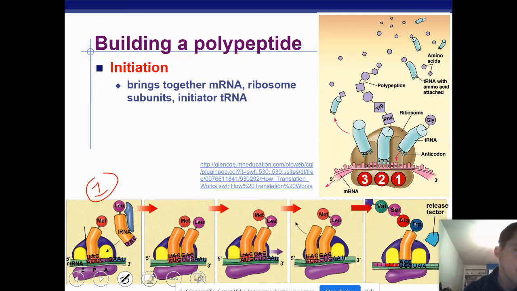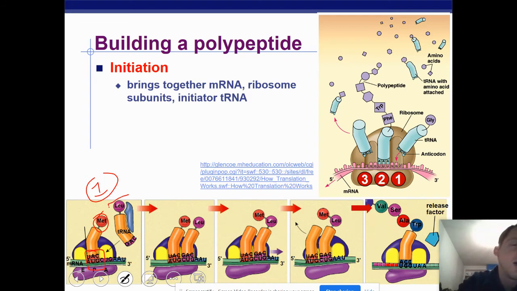Notice what's the codon, right? The codon is AUG. That's our start codon, isn't it? So the codon is AUG, then the anticodon has to be UAC. You see that right there? And that's going to have methionine, because methionine is the first amino acid.